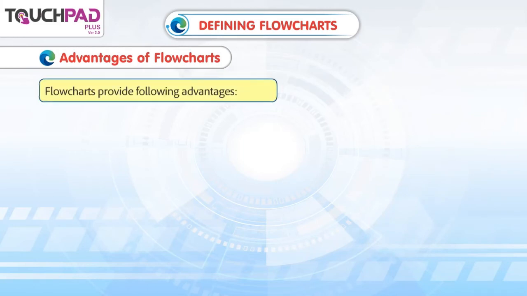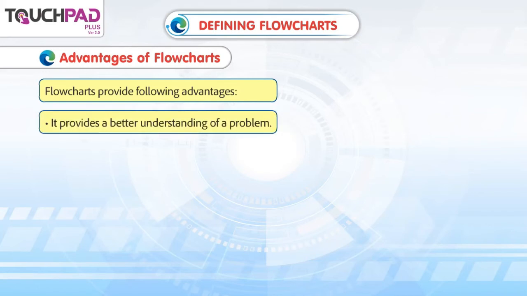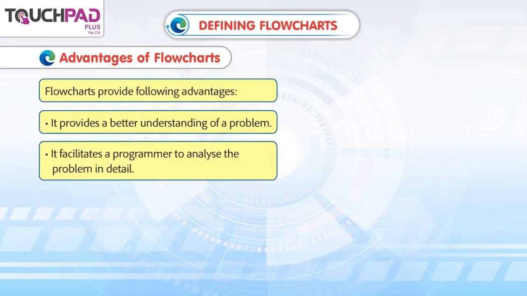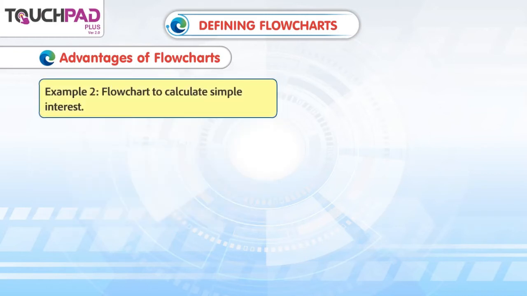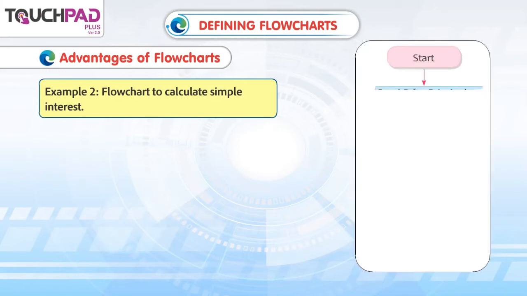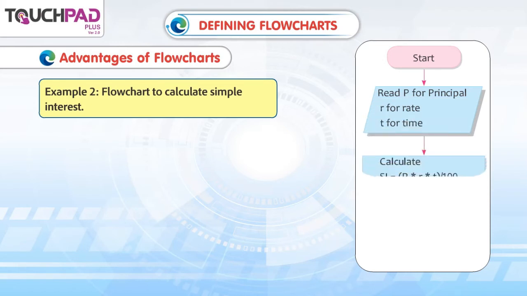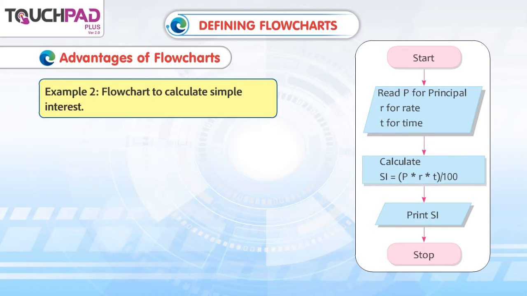Advantages of flowcharts. Flowcharts provide following advantages. It provides a better understanding of a problem. It facilitates a programmer to analyze the problem in detail. Let us understand how some simple flowcharts are made. Example 2. Flowchart to calculate simple interest. Start. Read P for principal, small r for rate, small t for time. Calculate SI is equal to, in brackets, P multiplied by R multiplied by T, bracket closed, divided by 100. Print SI, stop.